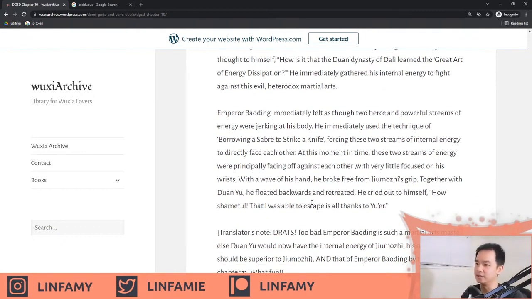Emperor Baoding immediately felt as though two fierce and powerful streams of energy were jerking at his body. He immediately used the technique of borrowing a saber to strike at a knife, forcing these two streams of energy to directly face each other. At this moment in time, these two streams of energy were principally facing off against each other with very little focus on his wrists. With a wave of his hand, he broke free from Jiumotsu's grip. Together with Duan Yu, he floated backwards and retreated. He cried out to himself, "How shameful that I was able to escape. This is all thanks to you."